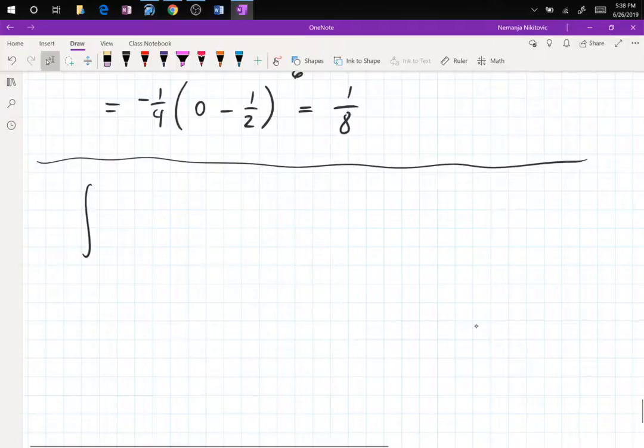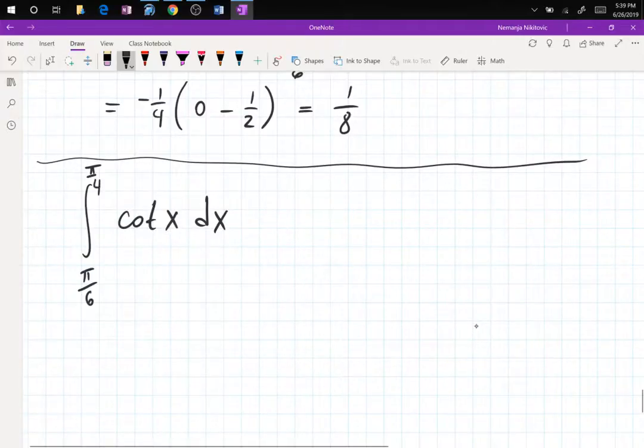Well, let's see. Integral from π/6 to π/4 of the cotangent x dx. Try this one. We had the tangent yesterday. It's going to be the same steps.